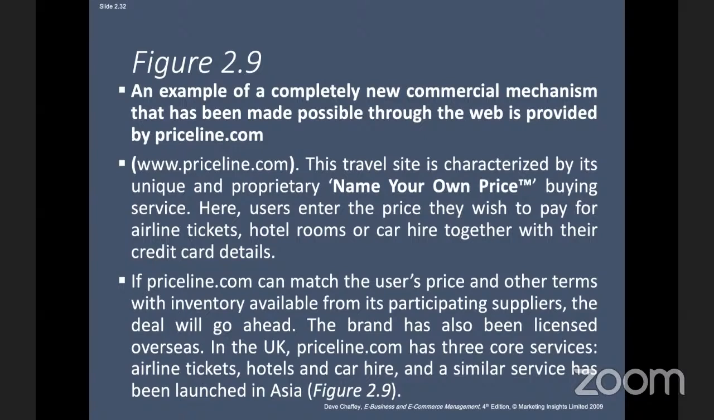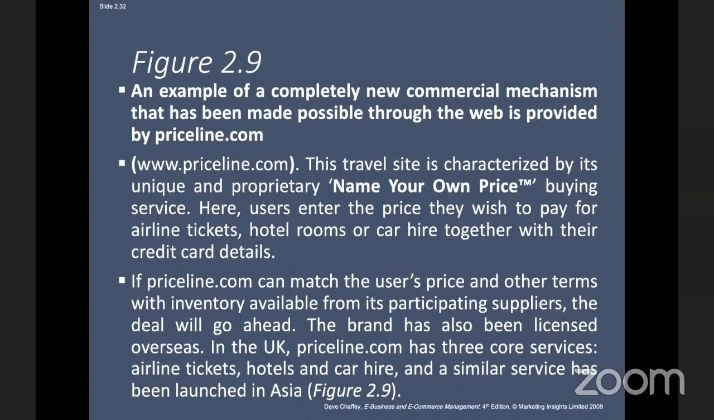Priceline.com, this travel site is characterized by its unique and proprietary "name your own price" model. That's their slogan. Here users enter the price they wish to pay for airline tickets, hotel rooms or car hire, together with their credit card details. By doing this, you get your desired services at the price you think you can offer.